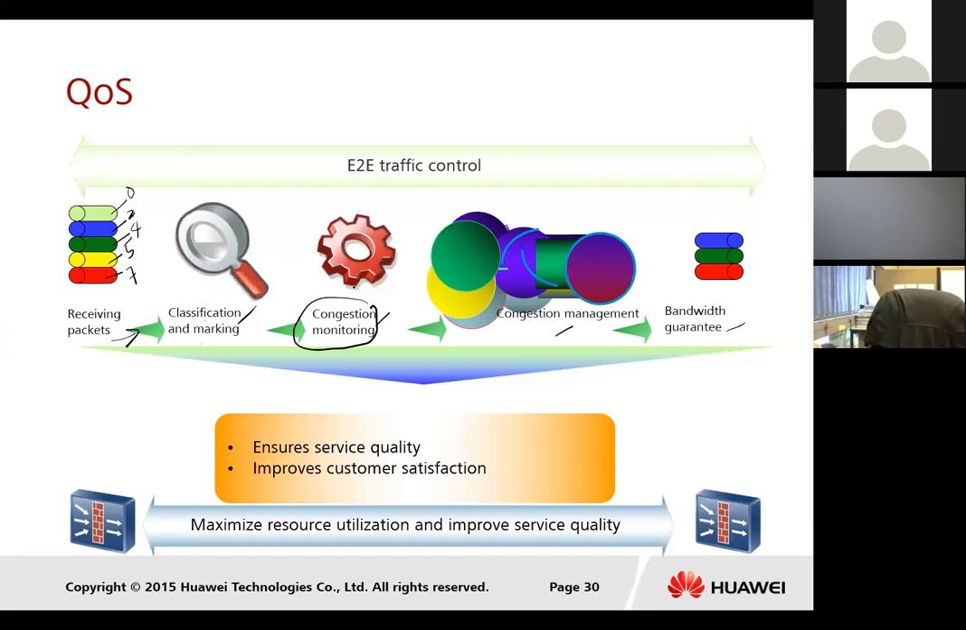So when the link starts to be congested, I need to think of a way to manage the congestion. When congested, who can go out first? I send out the traffic based on priorities, and I can also guarantee bandwidth for important traffic. At least I can reserve an amount of bandwidth for dedicated priorities. So they ensure service quality, improve customer satisfaction, maximize resource utilization, and improve service quality through the firewalls. Okay, that is the QoS they can provide.